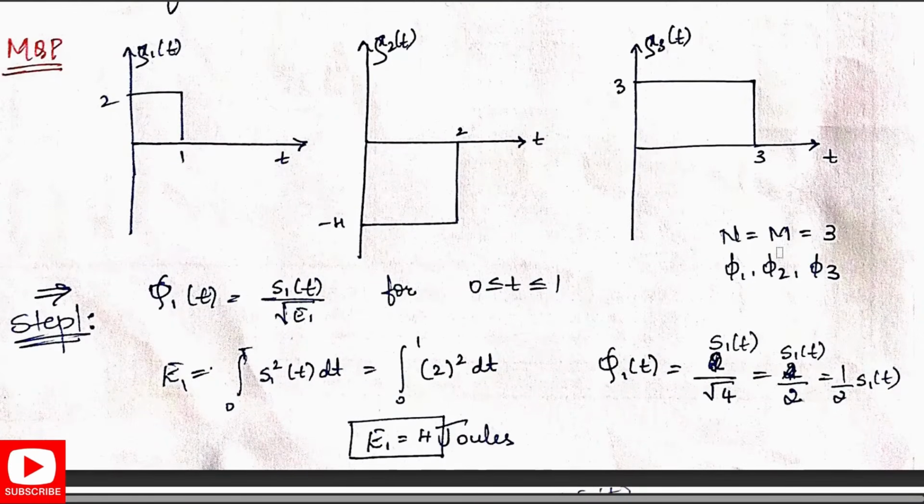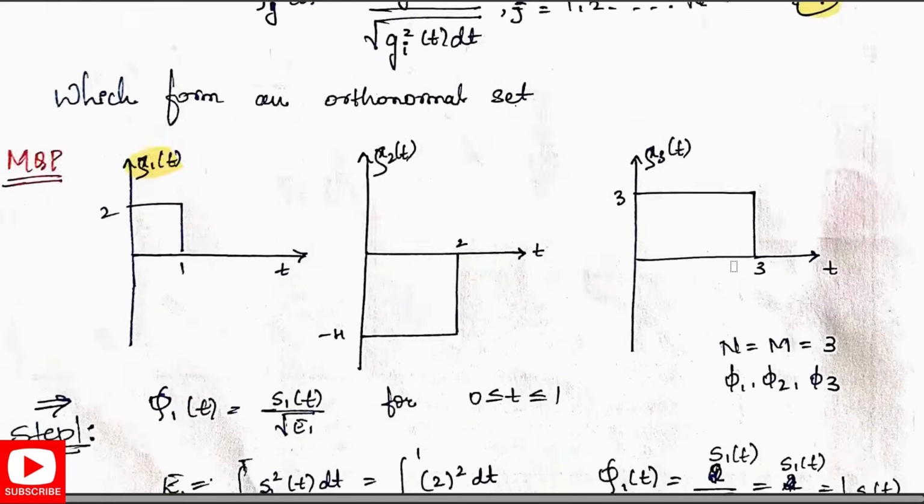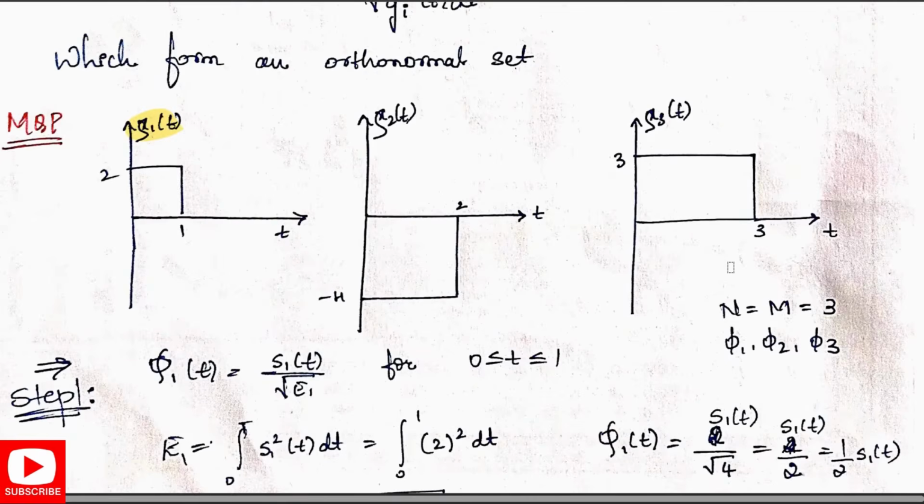Moving on to the problem part, here is a model question paper problem. It is given in the model question paper: find the GSOP. Here, find the set of orthogonal functions. We are having three signals, S1 of t, S2 of t, and S3 of t.